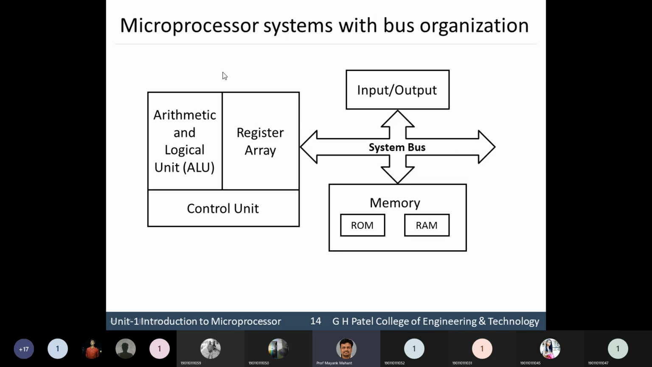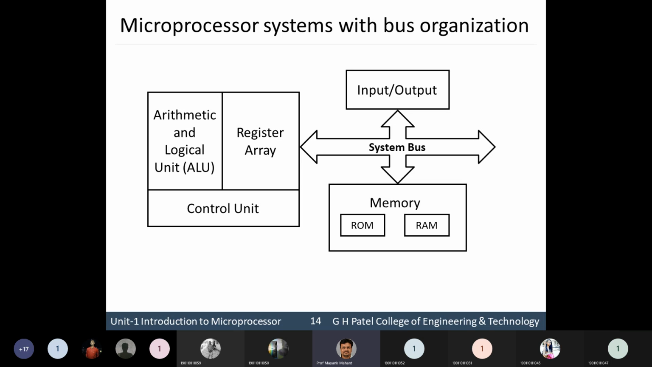This is how a microprocessor based system with bus organization looks. You will have a CPU, which is nothing but a microprocessor with 3 components: arithmetic and logic unit, register array, and control unit. And there is a bus system which includes 3 buses: address bus, data bus, and control bus. Address bus is unidirectional, data bus is bidirectional, and control bus is also bidirectional. The address bus is used to provide the address, and the number of lines of the address bus decides how many memory locations the CPU can access. The number of data lines decides the width of the data bus, and the control signals are read, write, fetch, and so on.